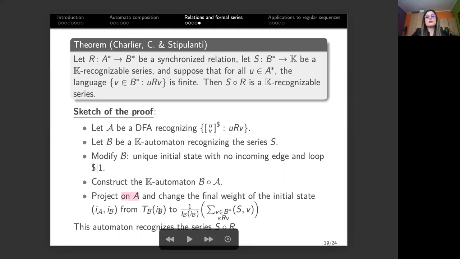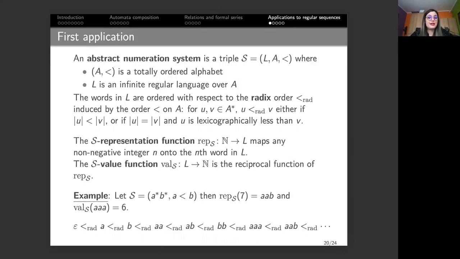There is also a small, tiny change I need to do for the final weights of the initial state IA and IB, because there is a tiny problem for the empty word. But doing that, the obtained K automaton recognizes a series that is the composition. So this theorem is in terms of the automata, but the two applications I wanted to talk about today are about regular sequences.